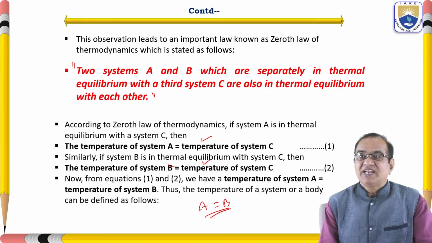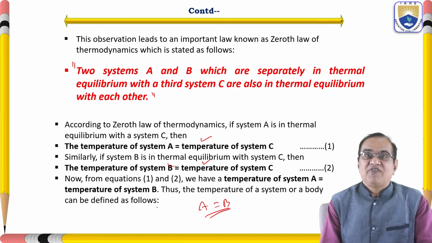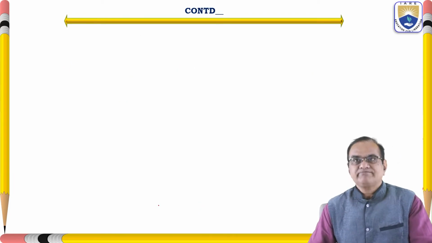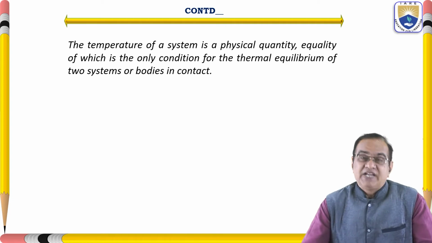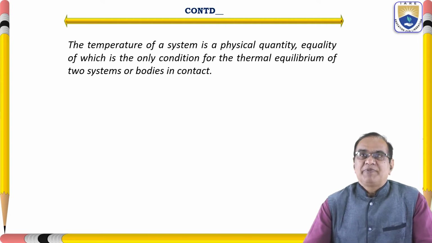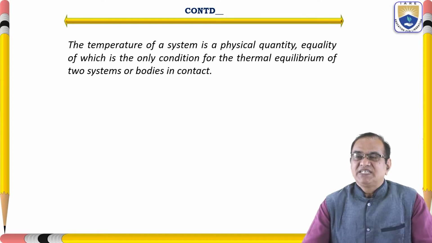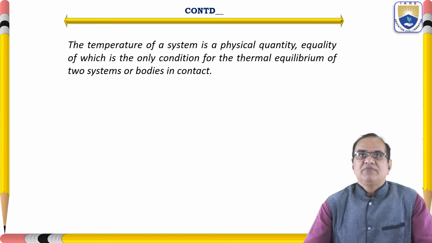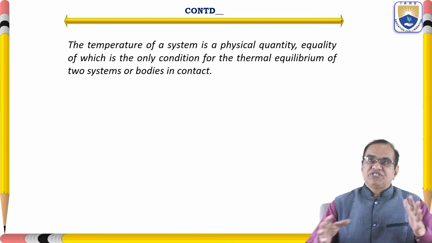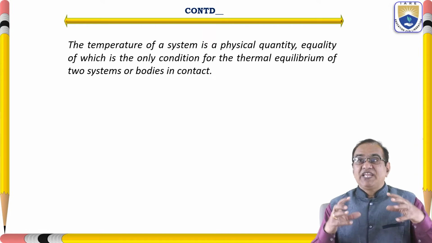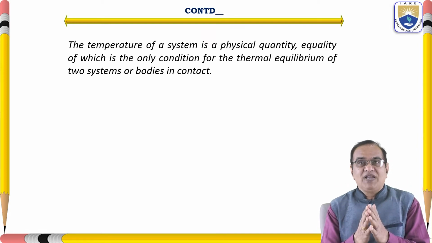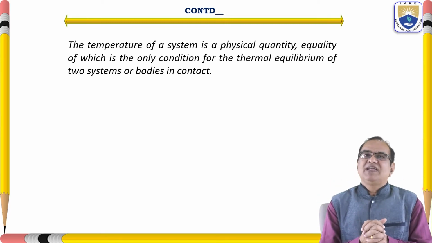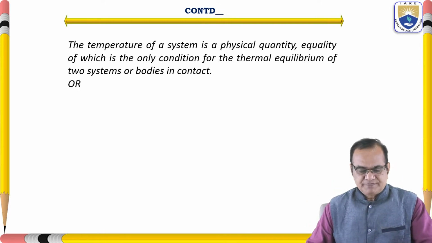Thus, the temperature of a system or a body can be defined as follows. So what is the definition of the temperature? The temperature of a system is a physical quantity, equality of which is the only condition for the thermal equilibrium of two systems or bodies in contact. So if the temperature is equal, only then will thermal equilibrium happen between two systems.